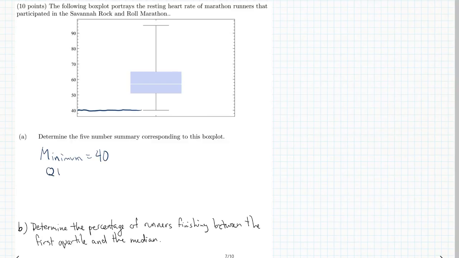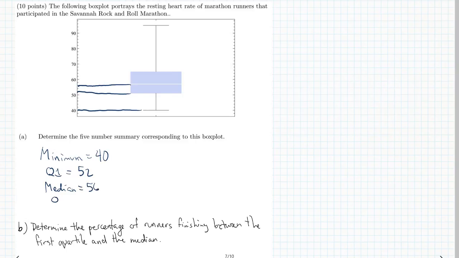Our next number is Q1. So for Q1, we take that number and draw it straight across, and notice we get 52. Our next number is our median. So we take that value and draw it straight across. Sorry, my pen isn't drawing things so straight, but hopefully that seems to be going pretty well. So that number looks like, notice each one's jumping 2 at a time, so 2, 4, 6, so that's going to be 56.